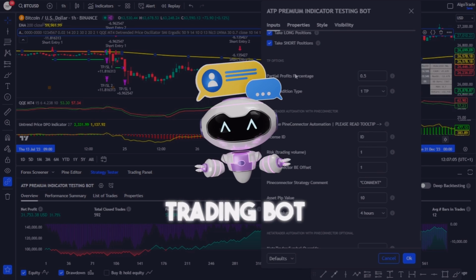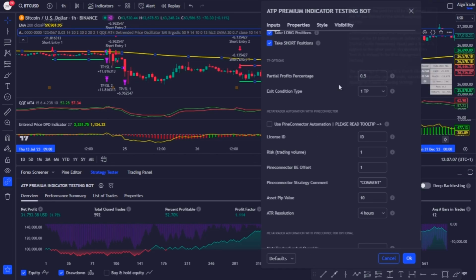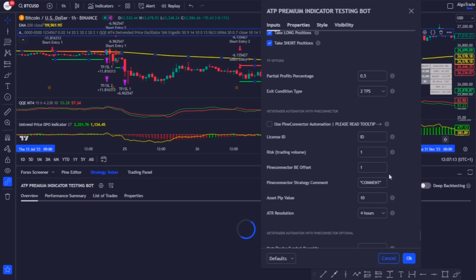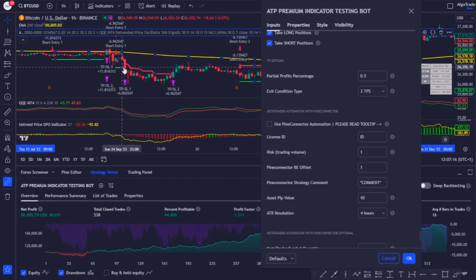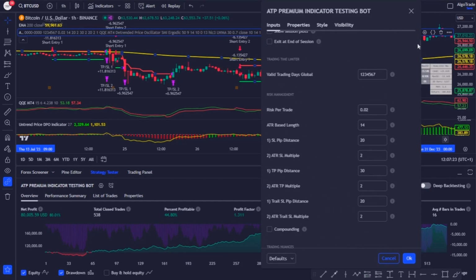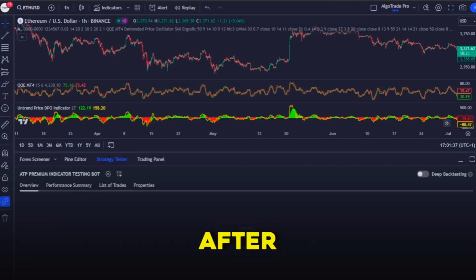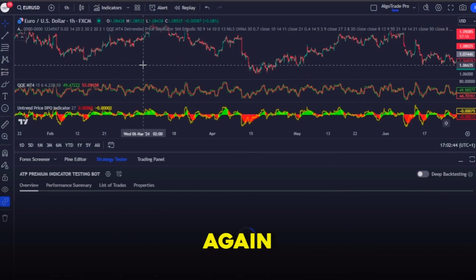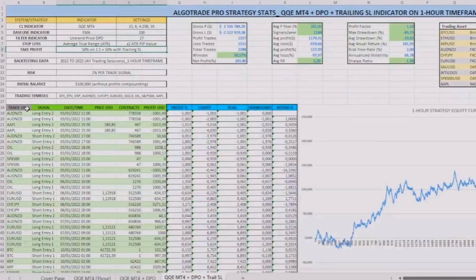With the indicators testing bot, this is something you can also apply. You just have to go down to the TP options and select the option that says 2 TPs. And now the trading bot closes half of the position at the first level and then applies a trailing stop loss. The 2 levels of these 2 variables can be defined in the risk management section. And after quickly applying the strategy again to the 10 assets, here I have the results.